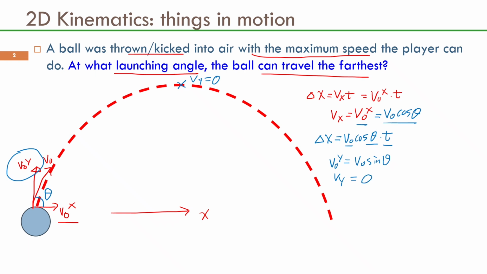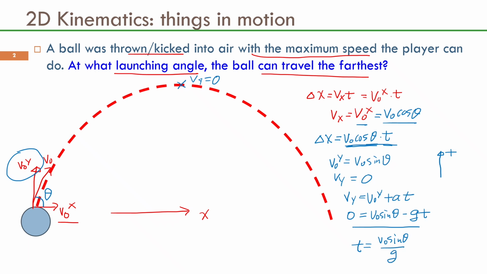If we use this kinematic equation, vy equals v0y plus at, we can find out the time. If we assume going up is the positive direction, then this equation becomes 0 equals v0 sine theta minus gt, because along the vertical direction it's constant acceleration, and the acceleration is minus g. So I can find my time from this equation: time equals v0 sine theta divided by g. This is the time from the launch point all the way to the peak.